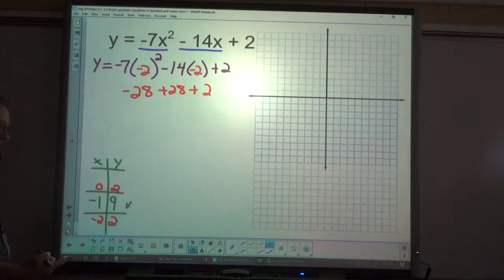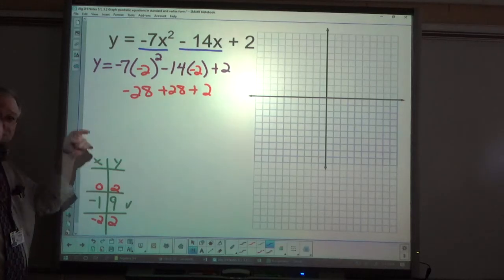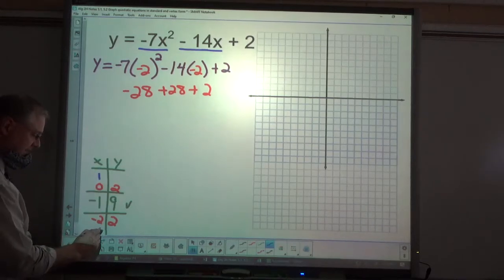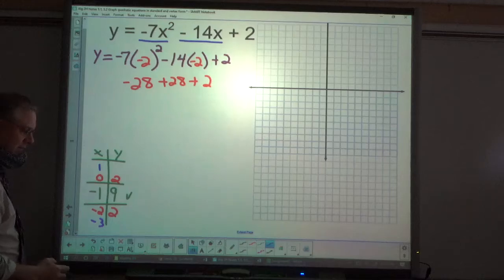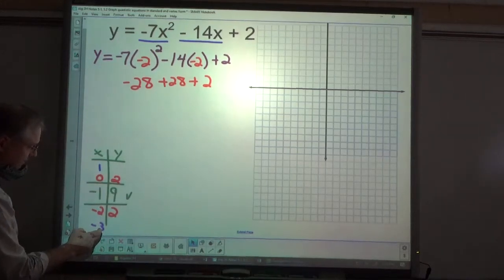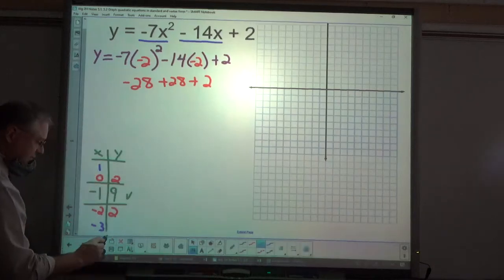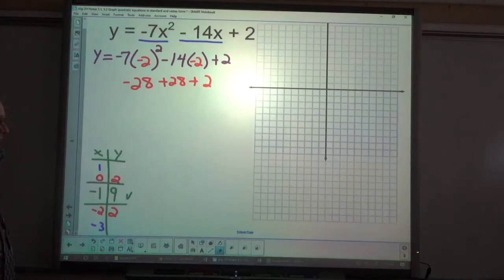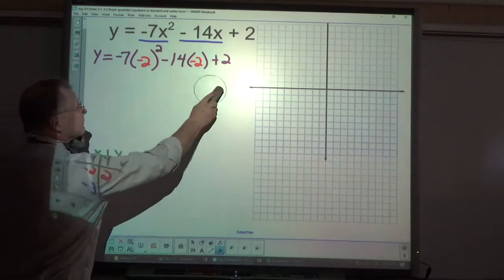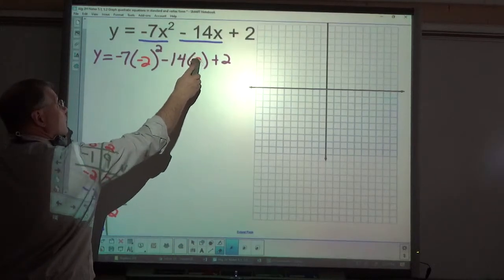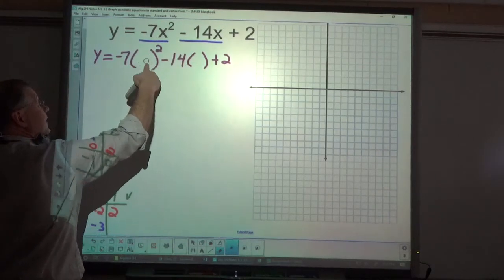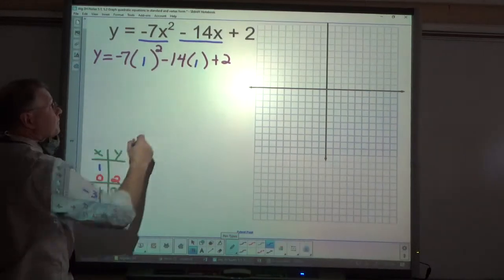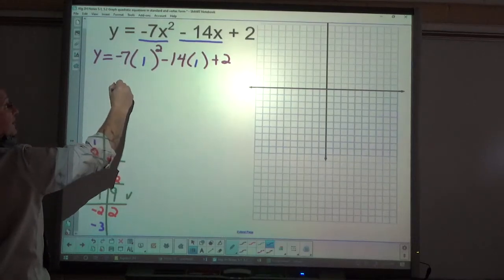Let's go one further. So we have 5 points, the vertex and 2 on either side. That's what I want minimum here. So positive 1 and negative 3. I'm going to put that negative 3 down a little further, so that they're separated a little bit more. And I'm going to go back up here and replace with 1 and then with negative 3. That's better.